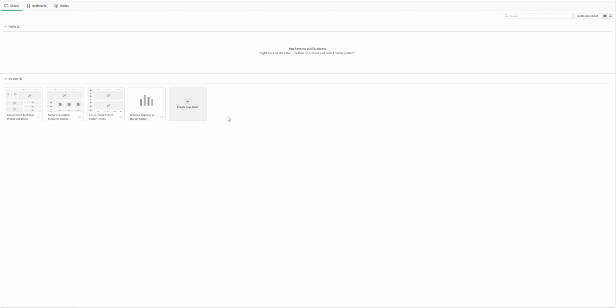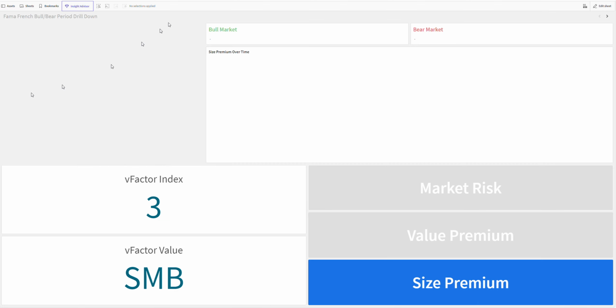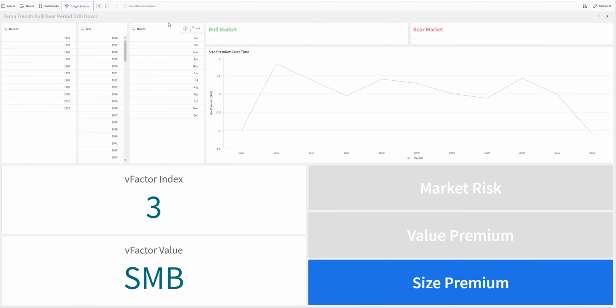Okay, now onto the sources for this project. The data sources include the Fama-French three-factor model, the National Bureau of Economic Research, and Consumer Price Index, both the core and the headline, as published by the Federal Reserve Bank of St. Louis. Our first dashboard, titled the Fama-French Bull Bear Period Drill Down.